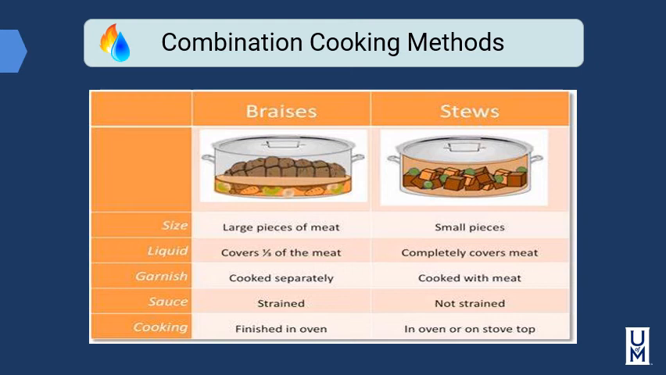The sauce is typically strained on braising and oftentimes will be reduced or thickened and added to it as a gravy or a sauce component, whereas with stews, it's part of the finished dish itself.